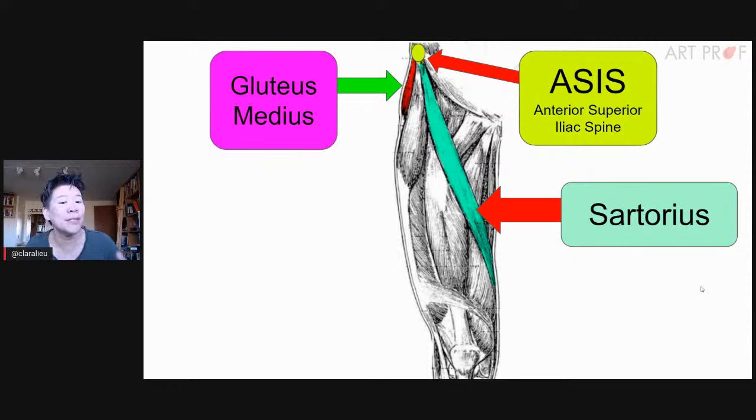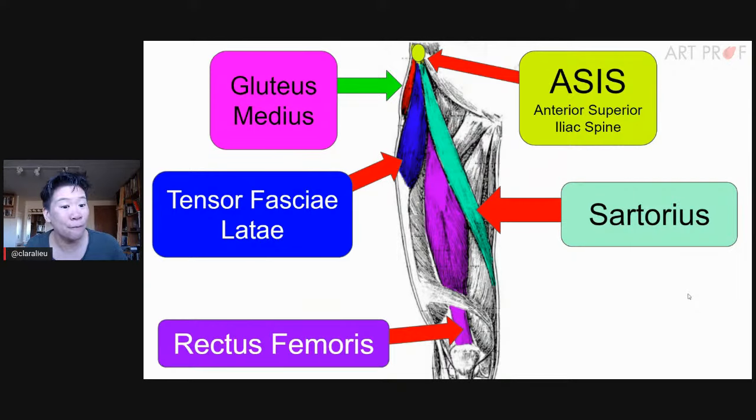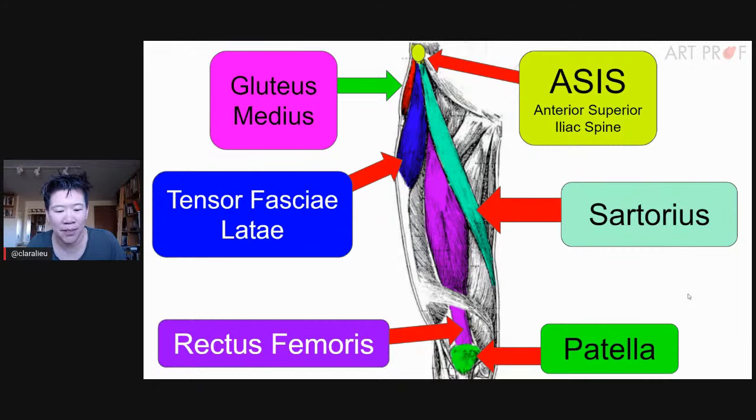Gluteus medius, which actually is a very large muscle. It's just from the front end, it doesn't look very big. Tensor fasciae latae. I think I'm just going to think about Starbucks every time I say that muscle now. Rectus femoris, because it's on the femur. Here comes the patella, which is where the rectus femoris is connected. If you want a name for the patella, I just call it home base. Doesn't it look like home base? Like in baseball, it's shaped like home base. So that's just the way I think about that.